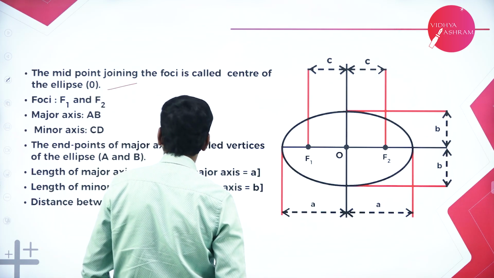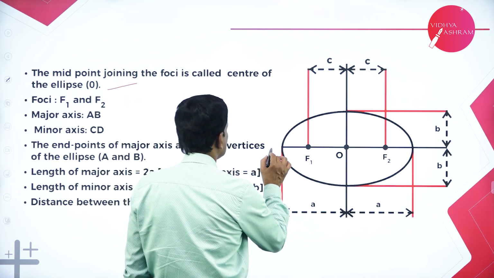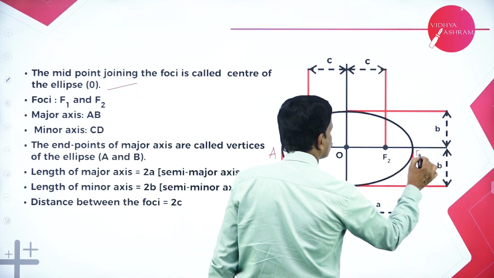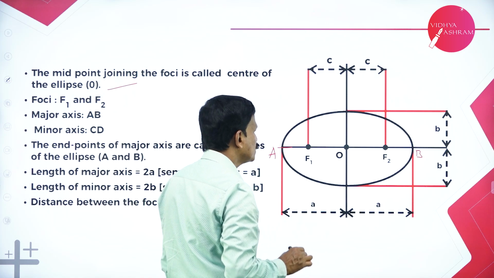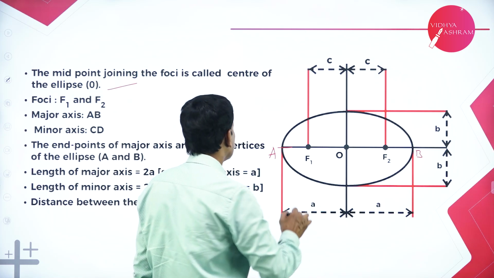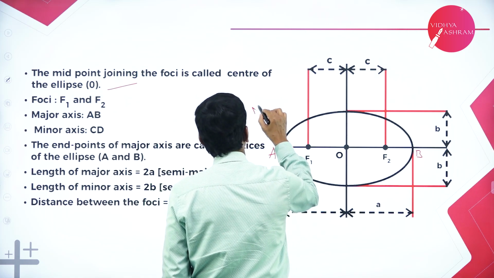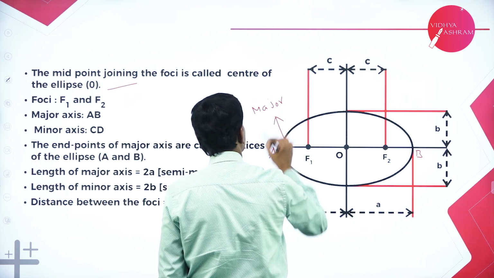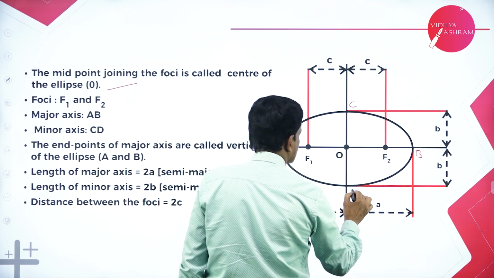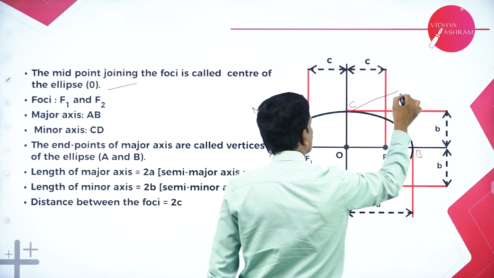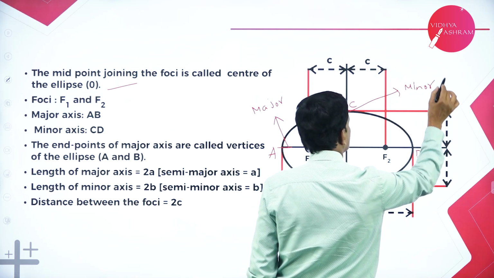F1 and F2 are the foci. Here, suppose this is A and B, this is AB. Then AB is called the major axis. Let us consider this as CD. CD is called the minor axis.